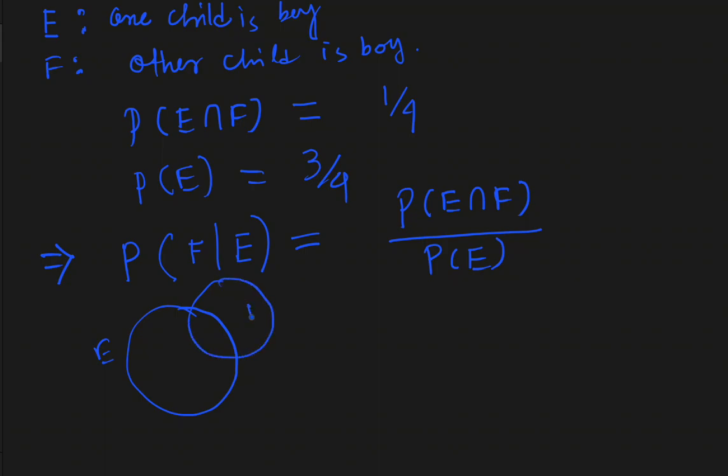So I know that if it is F, since I already know in the sample space this part is actually true, that part has not occurred, so this part is already true. So out of E, how many F will occur? So only this intersection part, right?